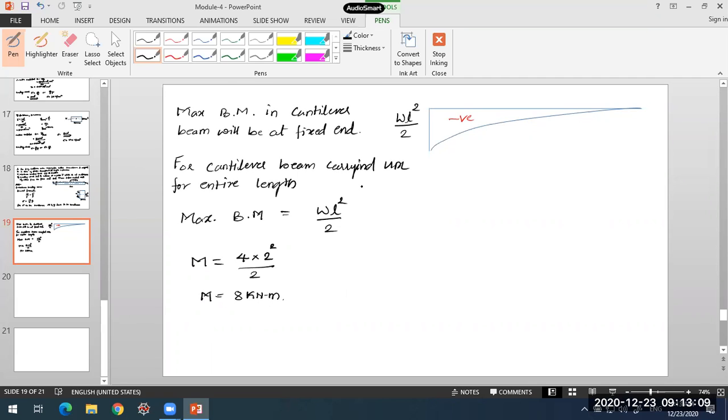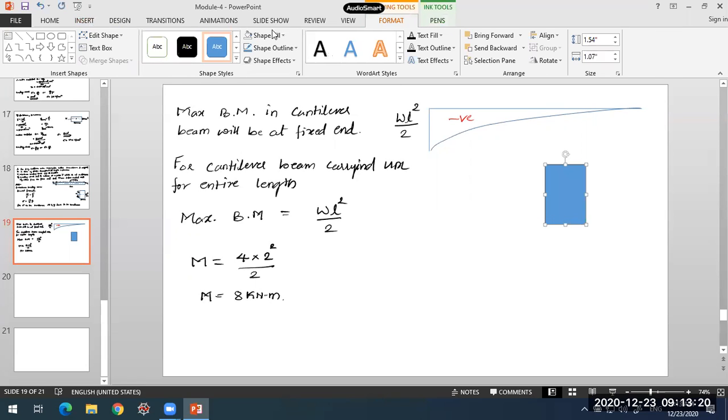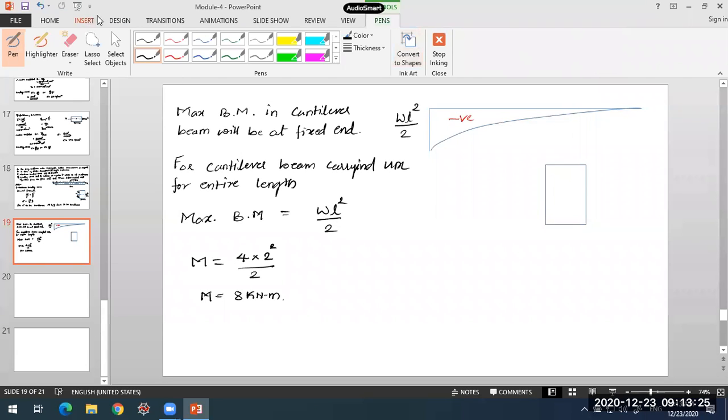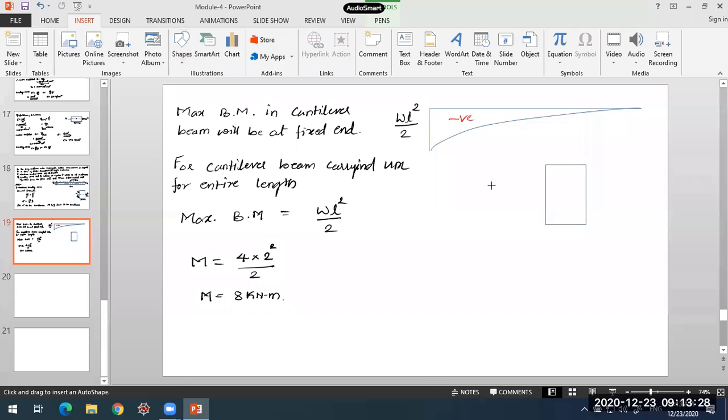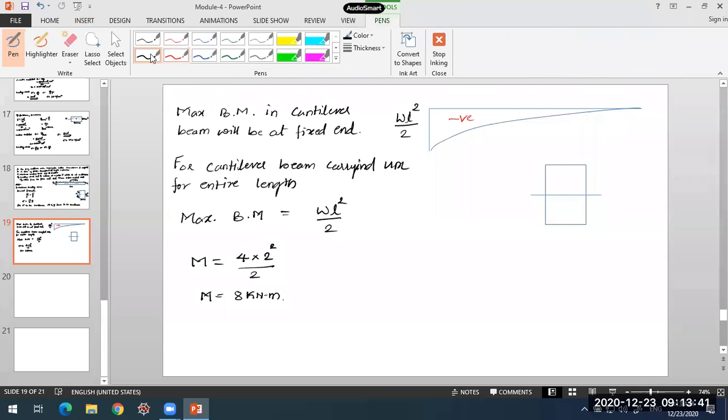Now what about the y value, the distance of extreme fiber from the neutral axis? In this case, what is the distance of extreme fiber from the neutral axis? We have the neutral axis exactly at the mid depth at this point. The top and bottom fibers are the extreme fibers. They are at the extreme most distance over here. So this is 45, and this is 45.